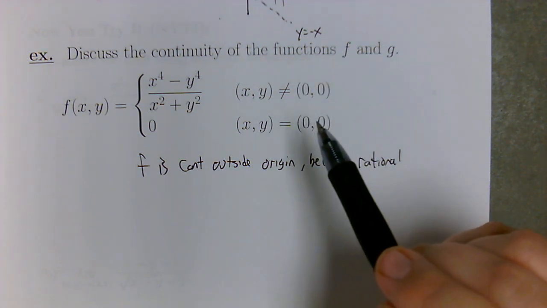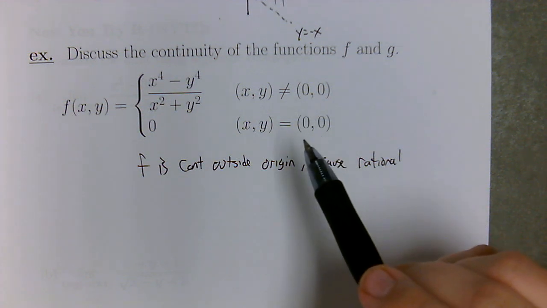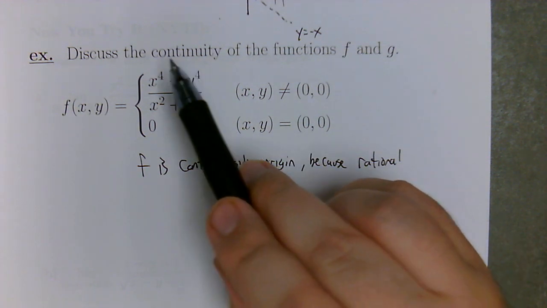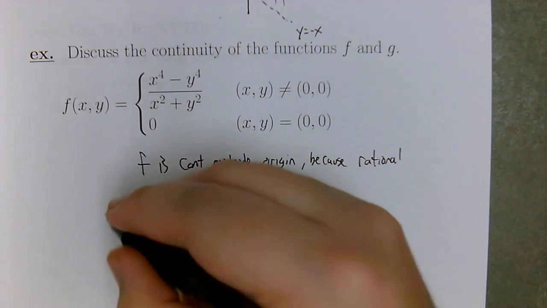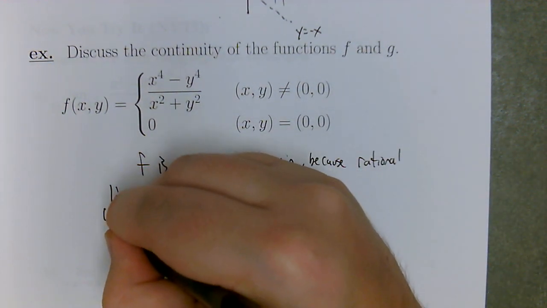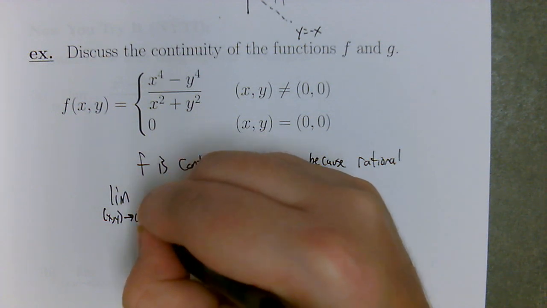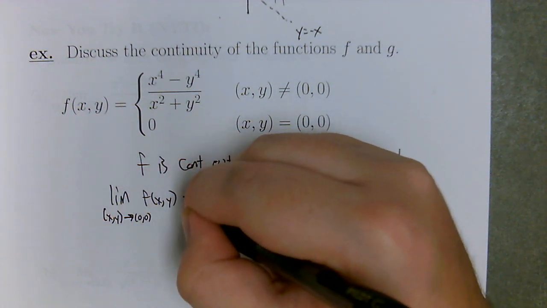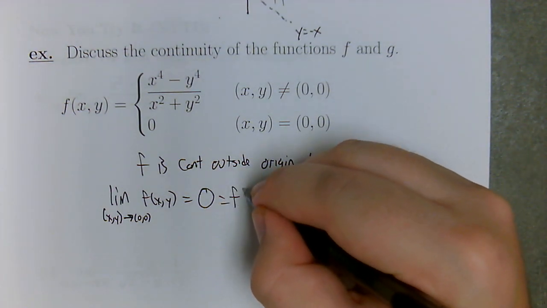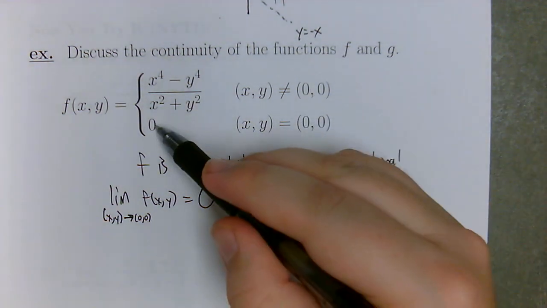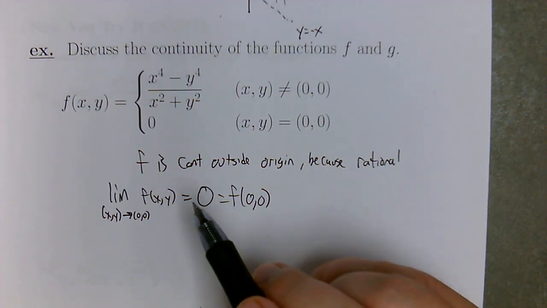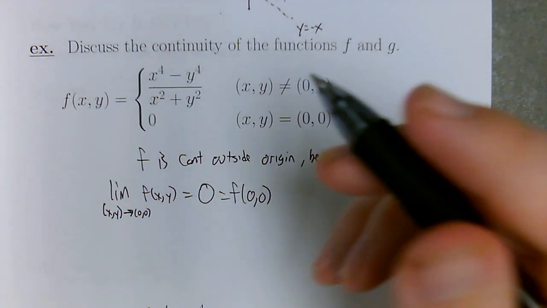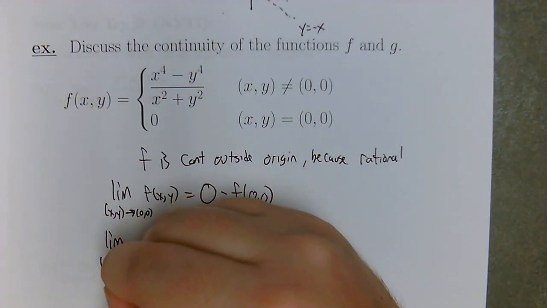Now, how do we see if we're continuous at the origin or not? Maybe we want to be continuous there as well. Well, remember, the definition of continuity says that we need our limit as we approach the origin to equal the value at the origin. So what we want is the limit as (x, y) approaches (0, 0) of our function to be 0, which is f of (0, 0). Because our function value is actually 0 once we're at the origin, so we need it to look like it's going to 0 as well. All right, so let's evaluate this limit and see if it is 0.